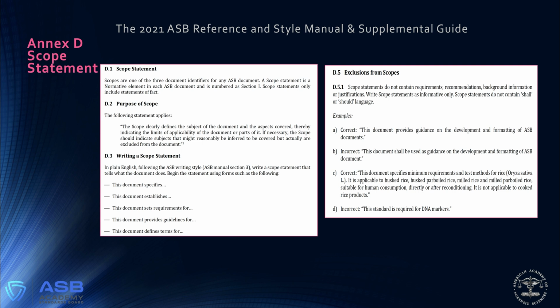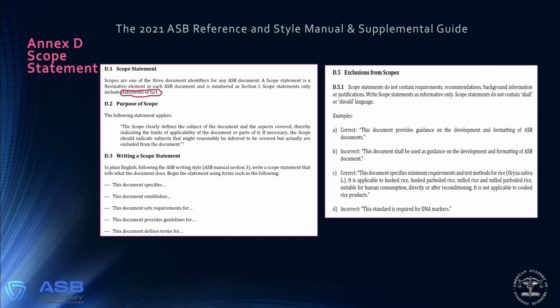Next, let's take a look at Annex D on scope statements. The first key element to note is that scope statements only include statements of fact. The reason is consistent with the purpose of a scope, and the annex references the ISO directive because we think it says it pretty well. The scope clearly defines the subject of the document and the aspects covered, thereby indicating the limits of applicability of the document or parts thereof.